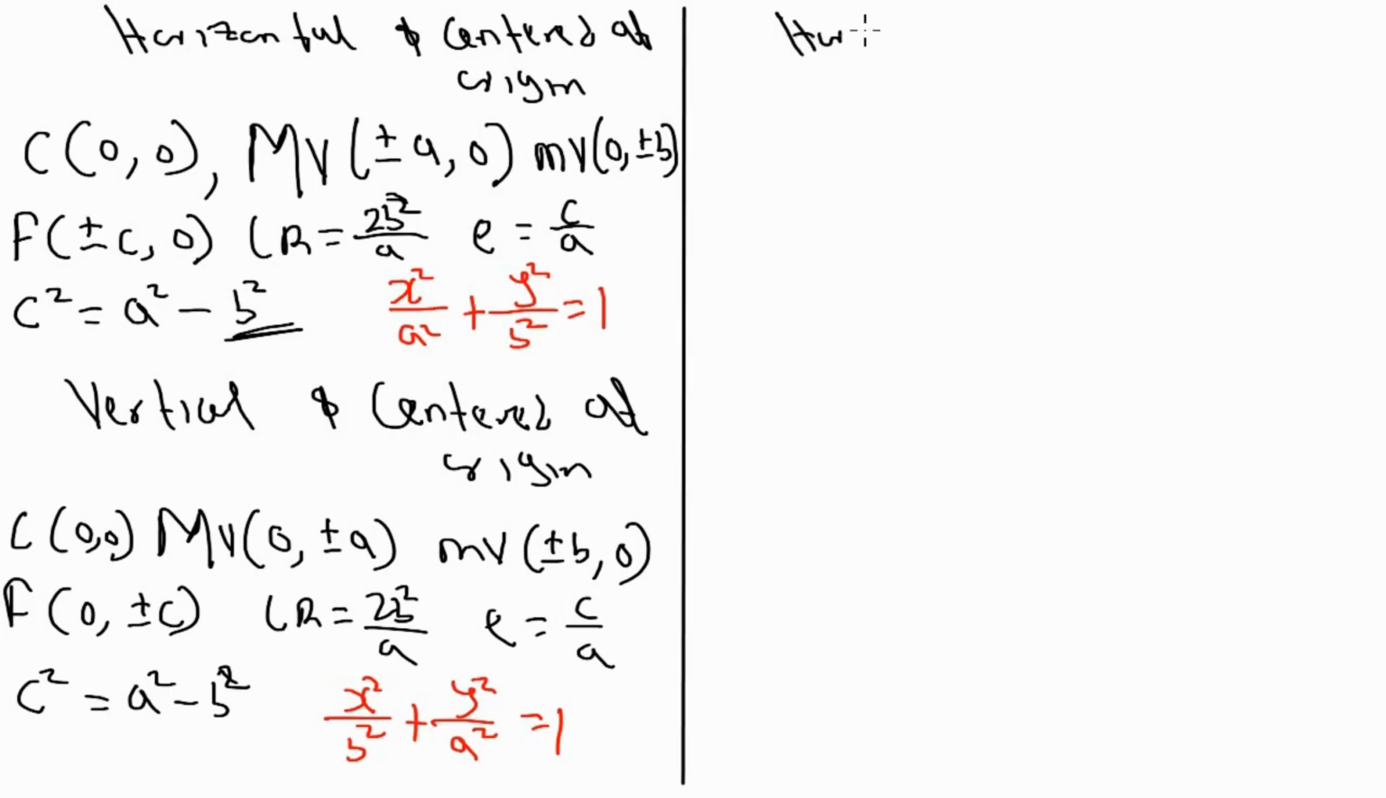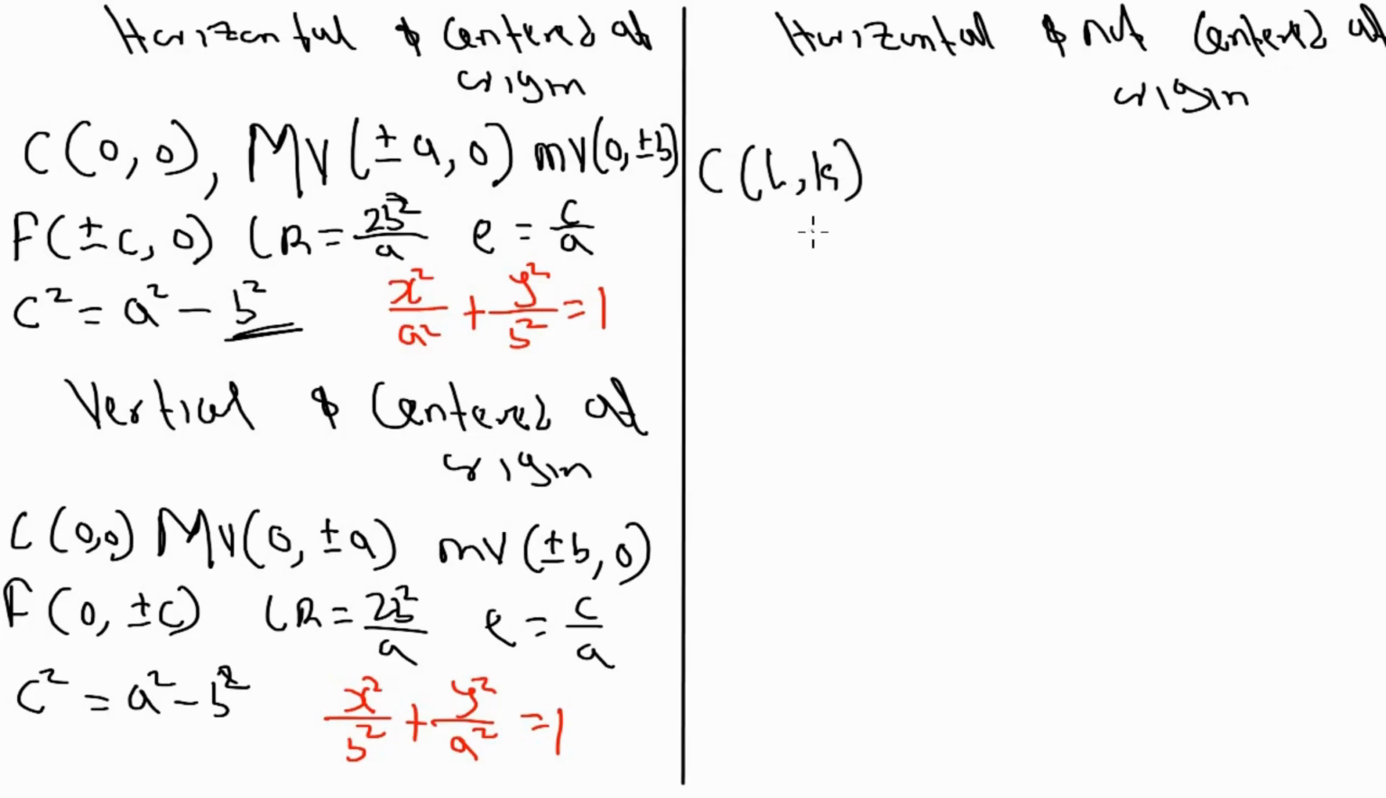Now, horizontal orientation and not centered at origin. The center now will be h comma k. In fact, I can give you a hint. Just be familiar with the first one. For the one that's not centered, the only thing we'll be changing is h and k. So instead of having zeros, we'll be having h and k because the center is no more 0, 0.